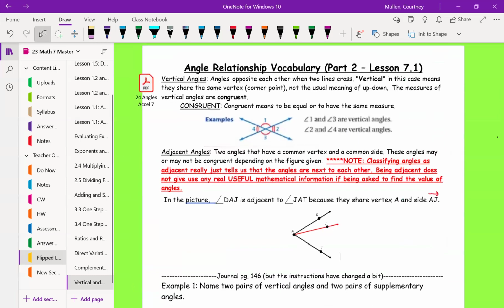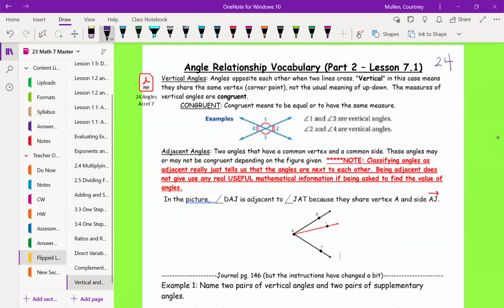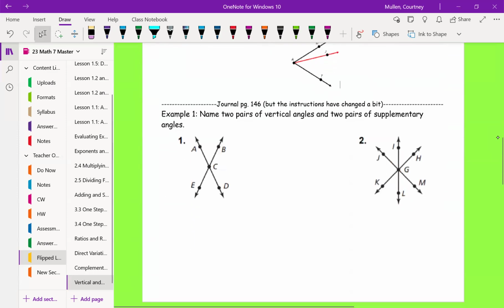Back to notes 24. We're still on notes 24. And this first page here just goes through what we just went through as far as the vocabulary is concerned. But I want to talk a little bit more about adjacent angles. They have a common vertex and a common side, but classifying angles as adjacent really just tells us that they're next to each other. Being adjacent doesn't give us any real useful mathematical information if we need to find the measures of any angles. So it's just a classification. Let's take a look at some examples.